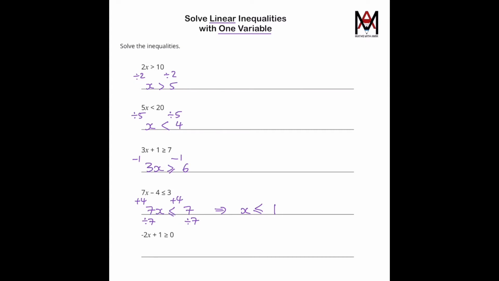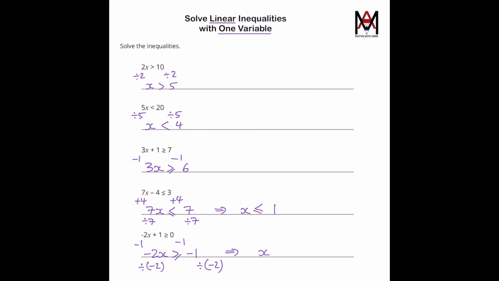Now the final question. The first step is the same, we just take away 1 from both sides. So we'll be left with negative 2x greater than or equal to 0 take away 1, which is negative 1 on the right hand side. Now this is where we need to take care, as we have to divide by negative 2, which then leaves us with x on the left hand side. So negative 2 divided by negative 2 will just be 1x, which we don't write the 1.